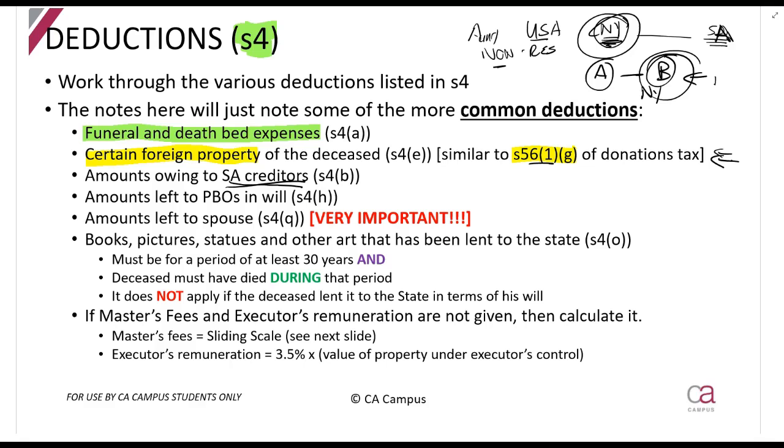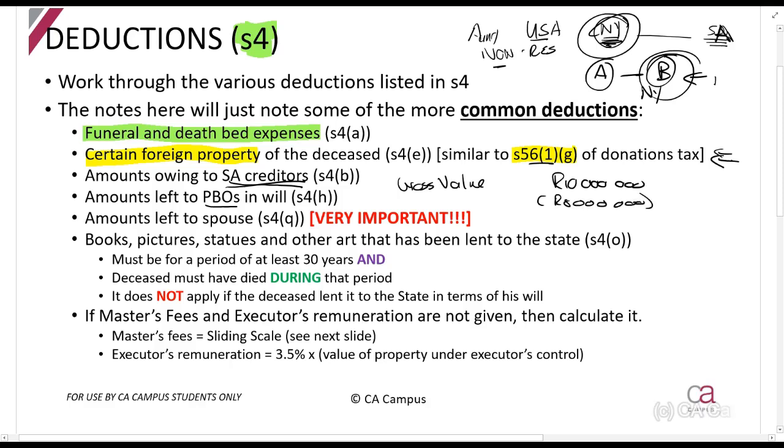If I, in my will, leave anything, so bequeath anything, to a public benefit organization, I can claim that as a deduction. So let's say I had 10 million Rand of value, this is my gross value, so property and deemed property, and I donate 8 million Rand in cash to a public benefit organization, I can claim a deduction.